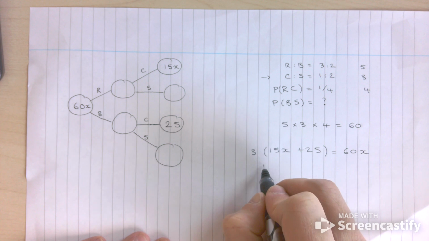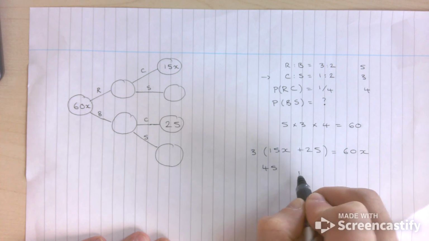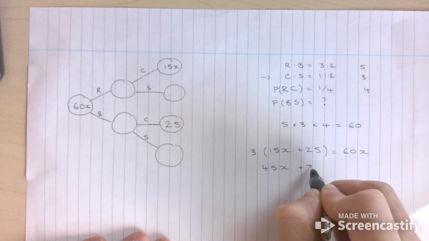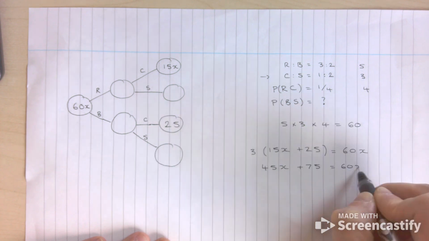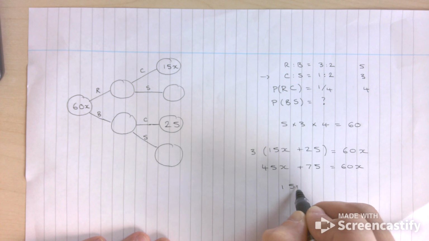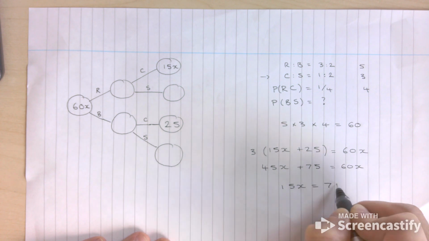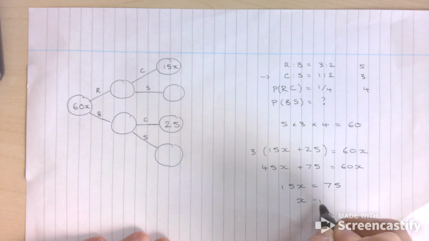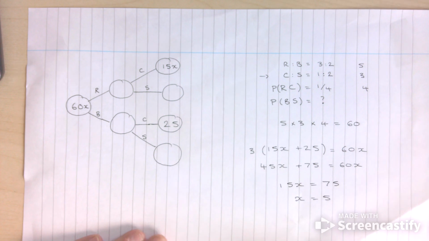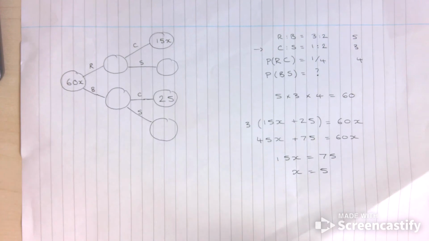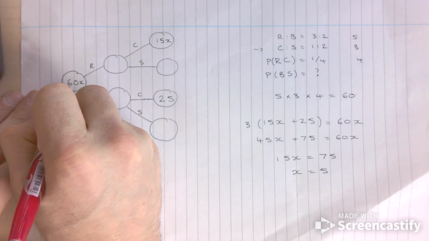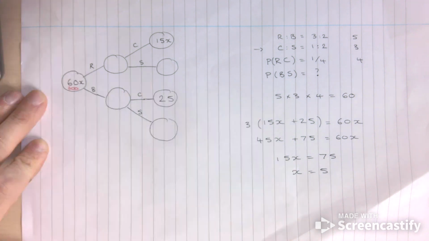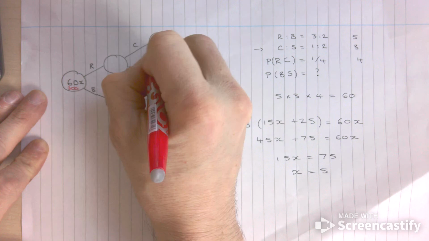You can then solve that. And then once you've got that x equals 5, I think the rest of it becomes fairly straightforward. So that's 75.